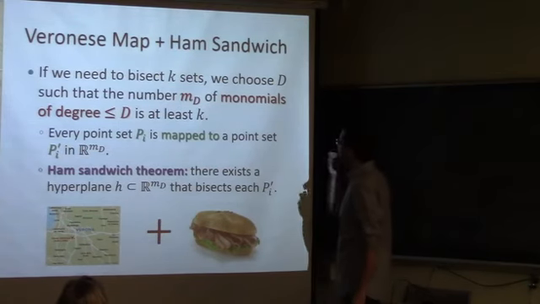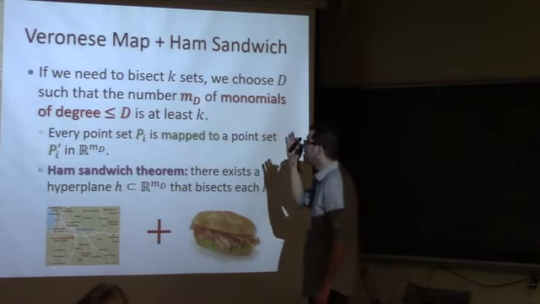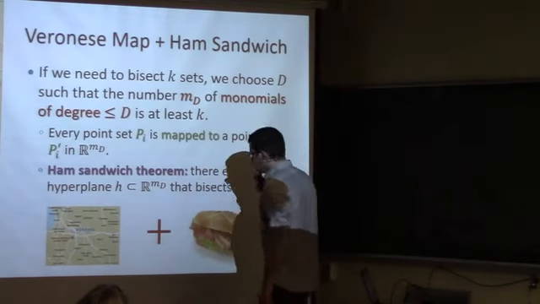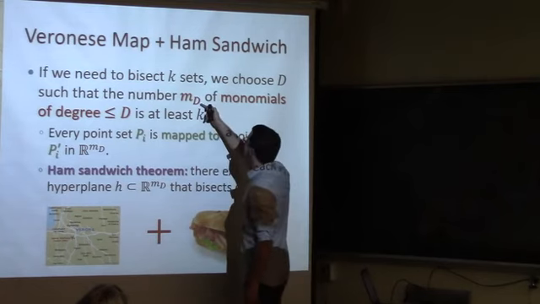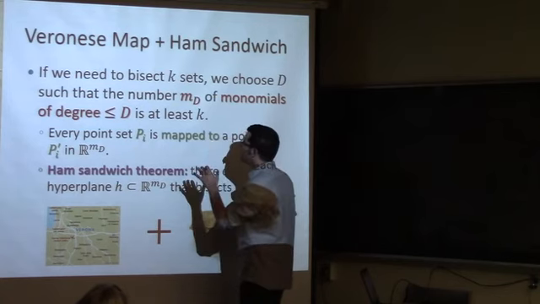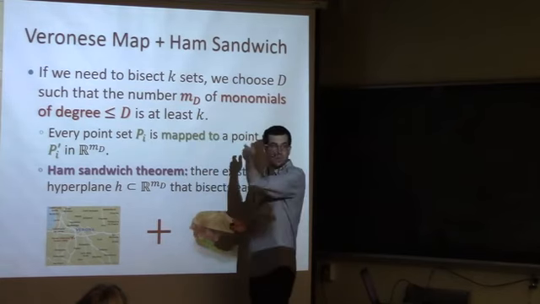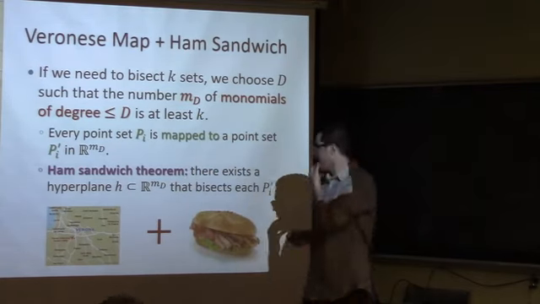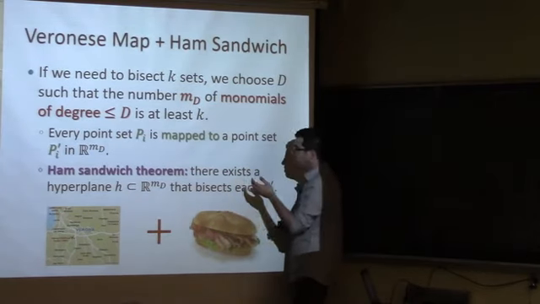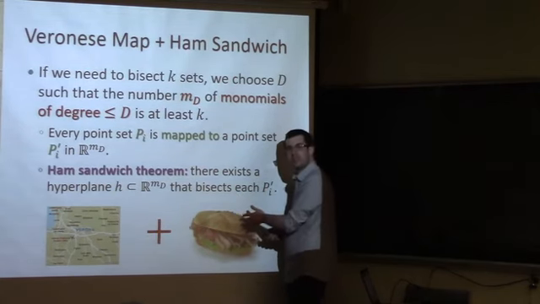But the point is, if I have k sets to bisect, I want to go to a space that's at least k dimensional. So let's say that capital D is the degree of our monomial. I just need to take capital D to be sufficiently large, so there are at least k monomials of degree at most capital D, so we'll go to at least a k-dimensional space. And why is this good? Because then we can apply the ham sandwich theorem. Once we map our points to a sufficiently high-dimensional space using the Veronese map, we can use the ham sandwich theorem and find a bisecting hyperplane.